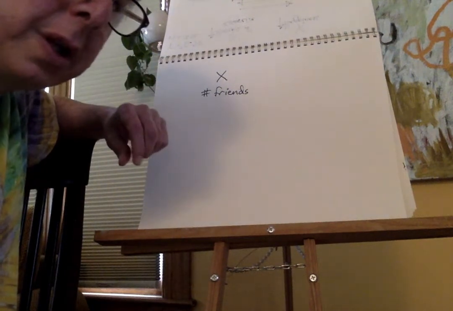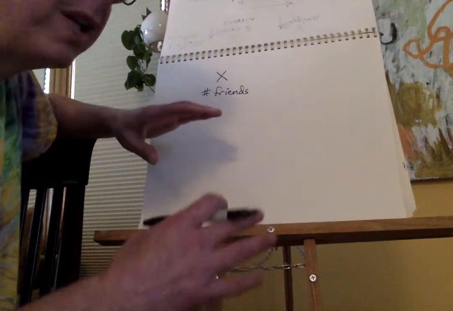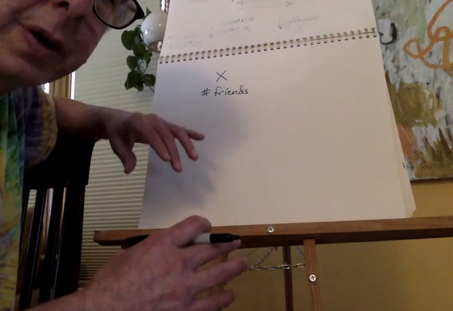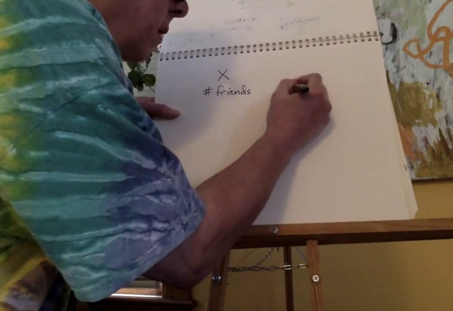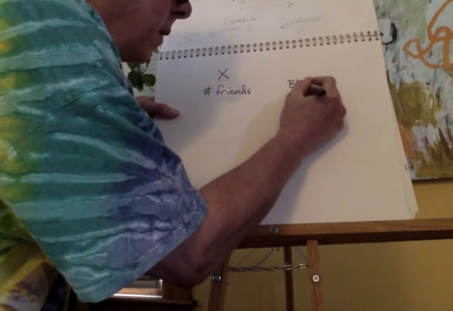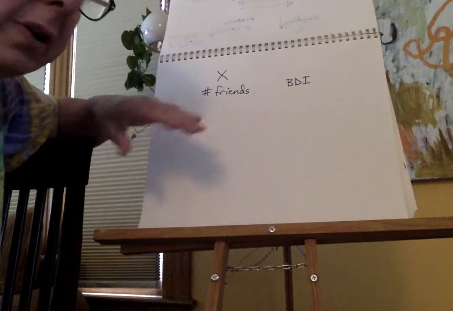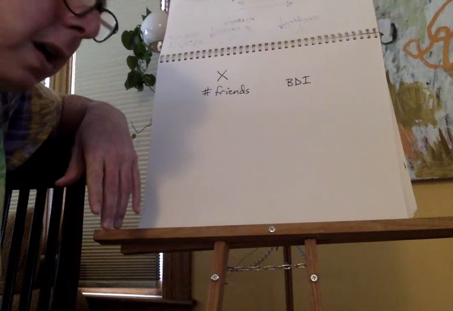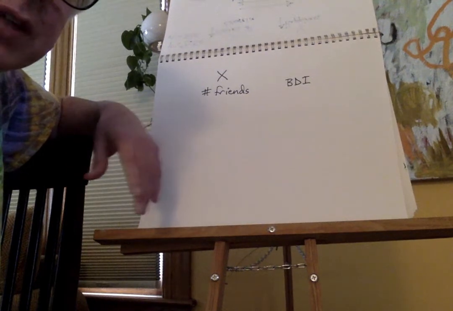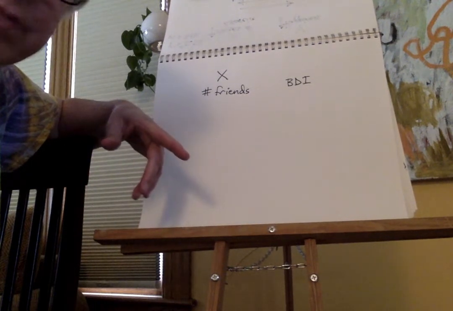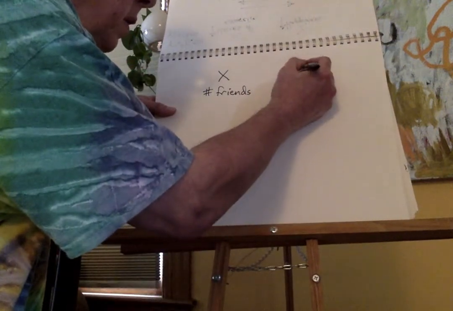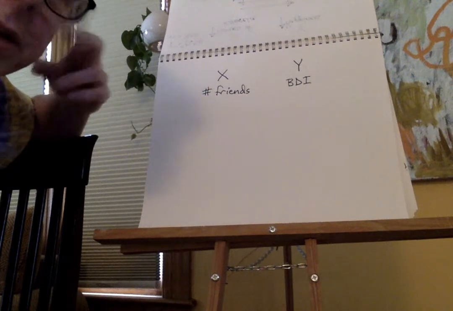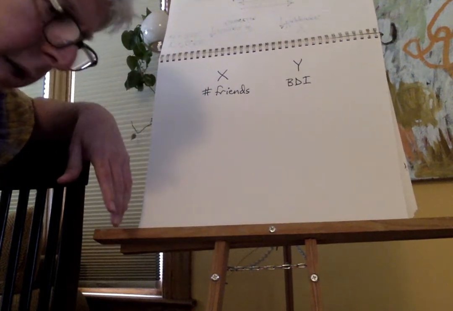Then we're going to administer the Beck Depression Inventory. So this is a pencil and paper test, the Beck Depression Inventory, okay? If you take clinical psych, abnormal psych, you probably study this. It's a pencil and paper test that measures level of depression, okay? So this will be our Y value. So everybody's going to tell me how many friends they have, then I'm going to see how depressed they are.